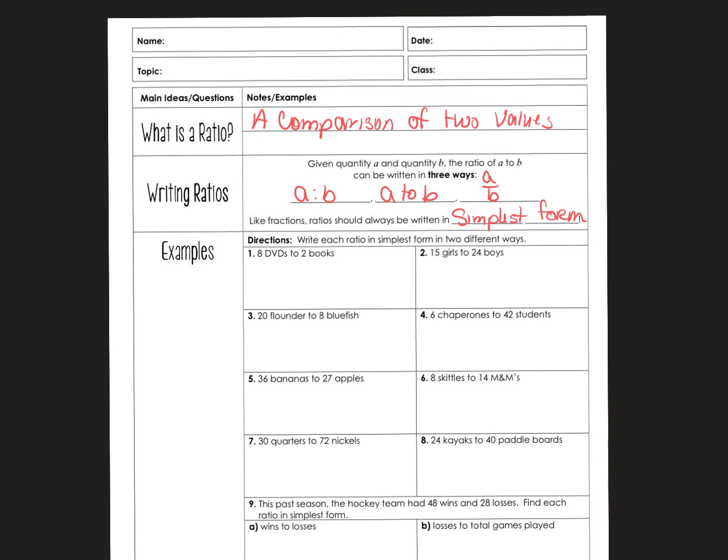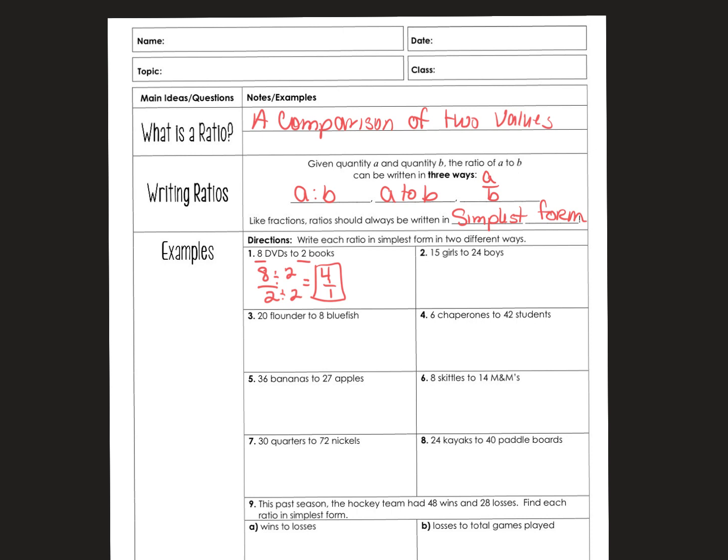So let's take a look at number one. You have 8 DVDs and 2 books. If you read from left to right, you put 8 over 2, and then we simplify by dividing the numerator and the denominator by the largest number that goes into both, and that gives us 4 over 1, and that is our answer. If it is an improper fraction, you need to leave it as an improper fraction, but you need to simplify it.